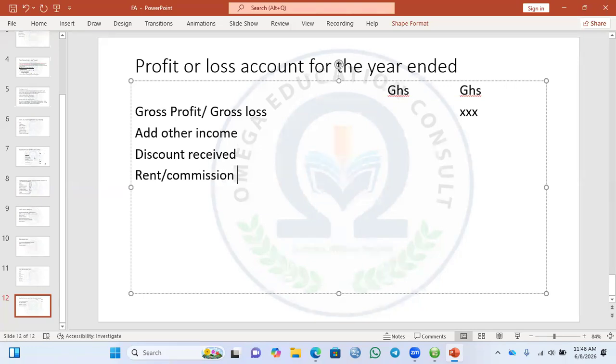Rent or commission received. Then you have income from investment. Now here you have to be careful. Some students make the error of picking the investment instead of the income on the investment. It's not the investment itself, it's the income or the interest from that investment. So for presentation's sake, if you have more than one other income, put them in the middle column, or the second column.